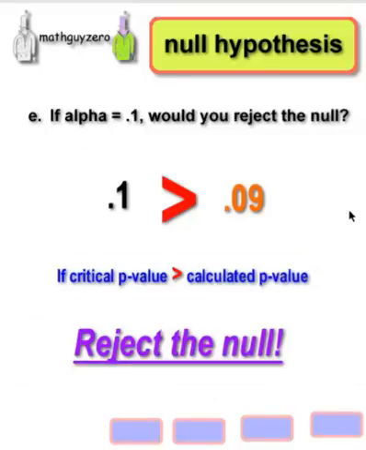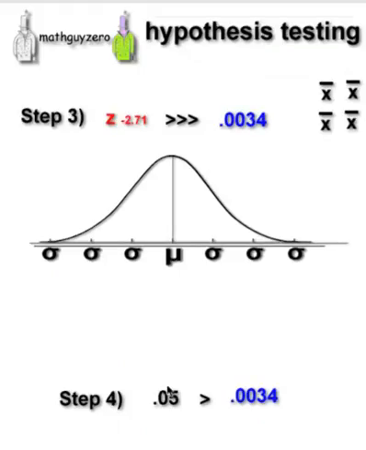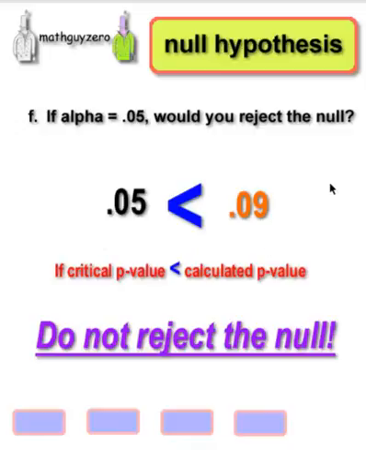So let's go ahead and check at the 5% level. So at the 5% level, it's just the opposite, right? The critical value is less than the calculated value, so you don't have enough evidence to reject the null.